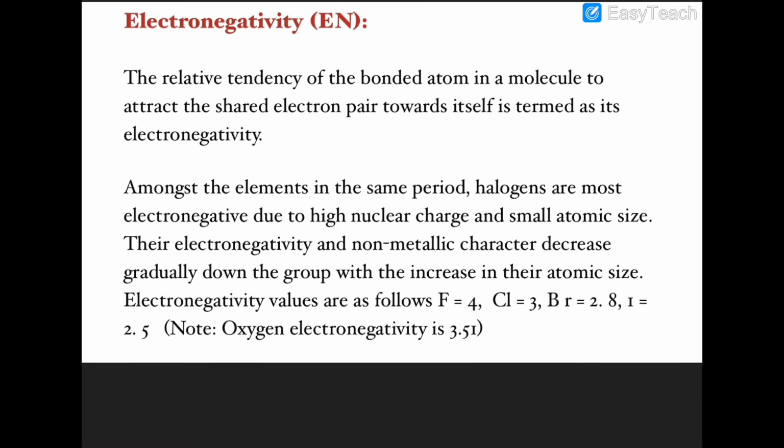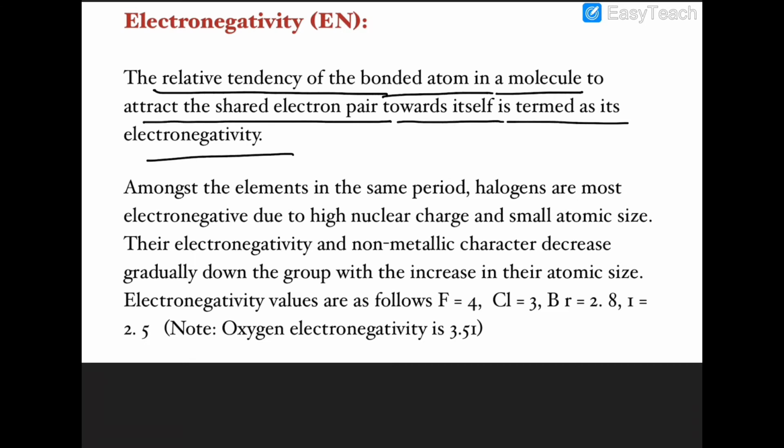Now next we think about electronegativity. It is the relative tendency of the bonded atom in a molecule to attract the shared pair of electrons towards itself. Now let us suppose two different elements of different electronegativities are there, that is, one is chlorine, the other is hydrogen. So what happens? The bond pair electrons are closer to the chlorine, so it will get a delta negative charge. Similarly, if you have a bond between H and F, what will happen?